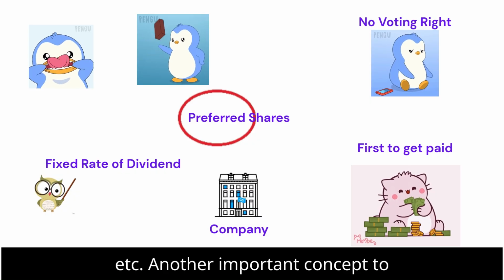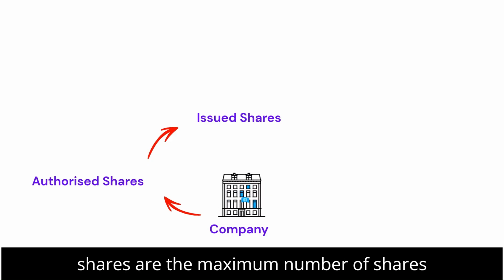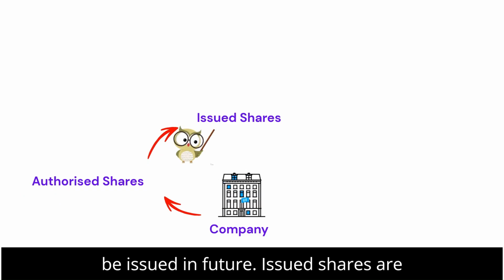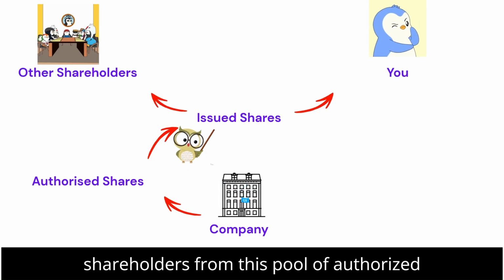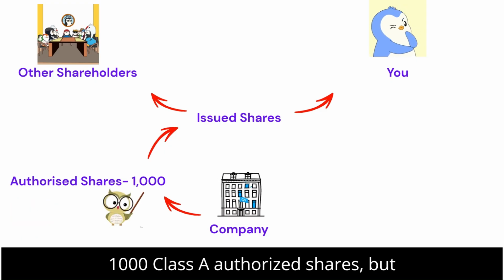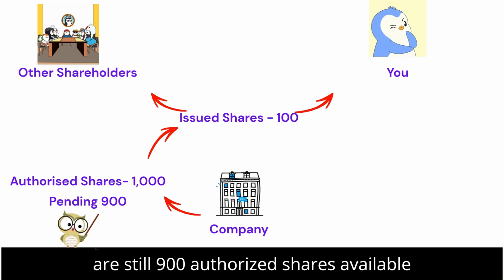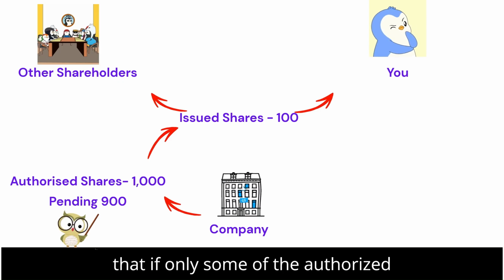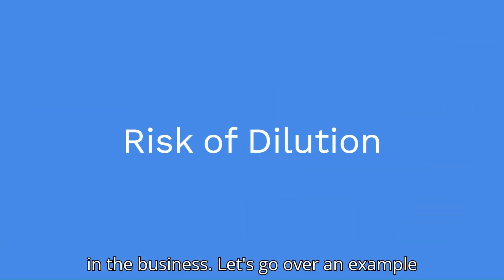Another important concept to understand is the difference between authorized and issued shares. Authorized shares are the maximum number of shares that a company can issue, or is allowed to issue in future. Issued shares are shares that have been distributed to shareholders from this pool of authorized shares. For instance, if a company has 1,000 Class A authorized shares, but has only issued 100 of them, then there are still 900 authorized shares available for future issuance. However, please note that if only some of the authorized shares are issued, then there is a risk of dilution, which impacts your ownership in the business.